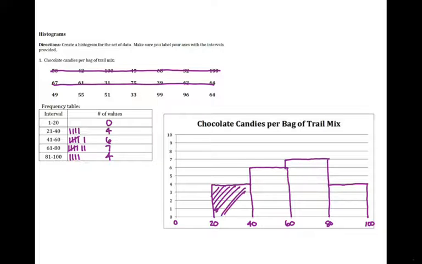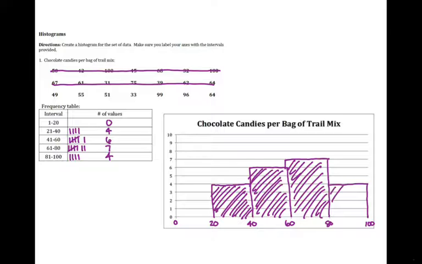You can go ahead and color the bars if you want to, fill them in. You don't want to waste too much time coloring these in, because that would be pretty boring to watch. But there is your histogram.